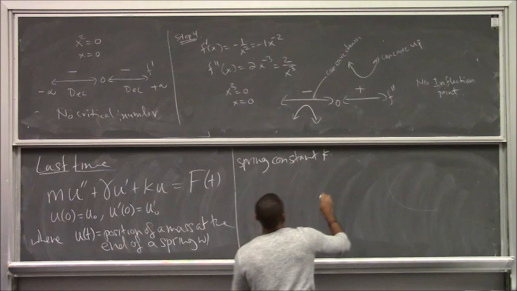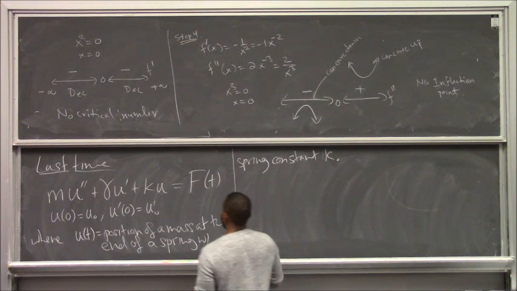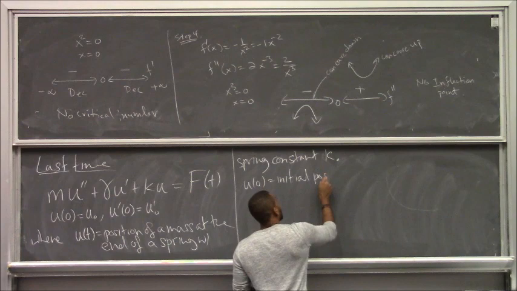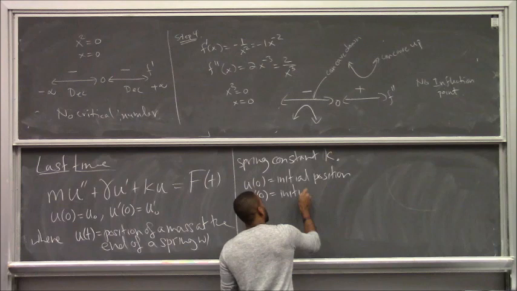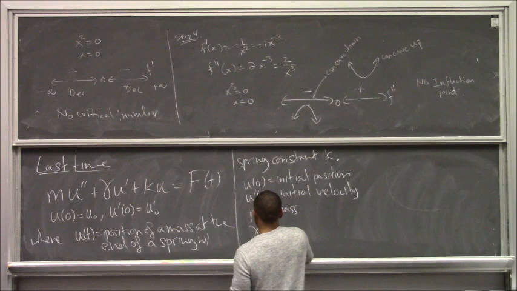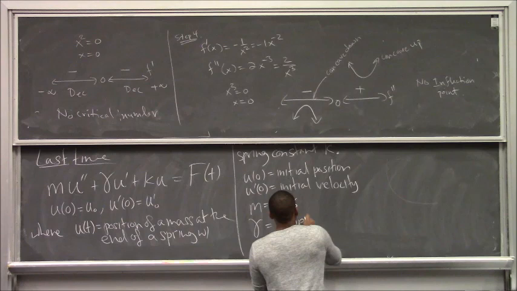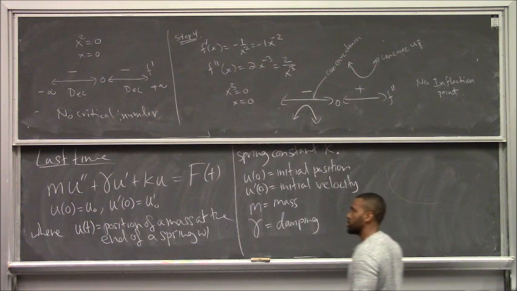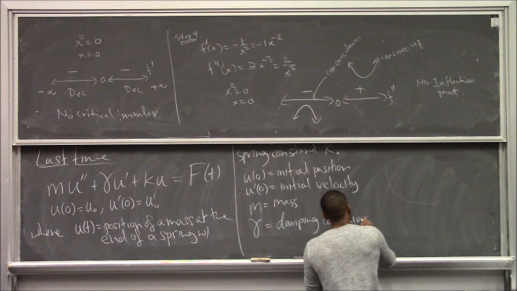Constant K. U of 0 is the initial position. U prime of 0 is the initial velocity. M is equal to the mass of the mass. Gamma is equal to the damping coefficient. That's the coefficient that describes how much resistance it's feeling, so it's usually air resistance or resistance of some other fluid. K is the spring constant, the same one that we can discover from Hooke's law.